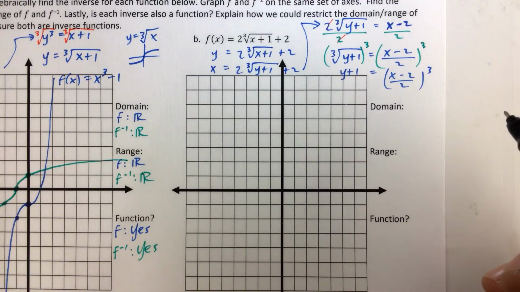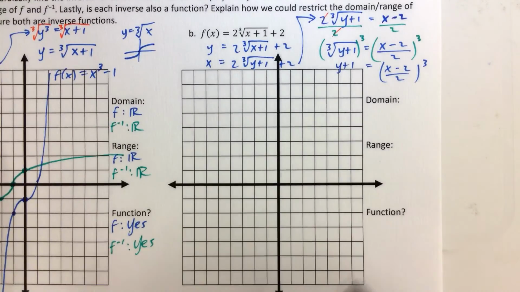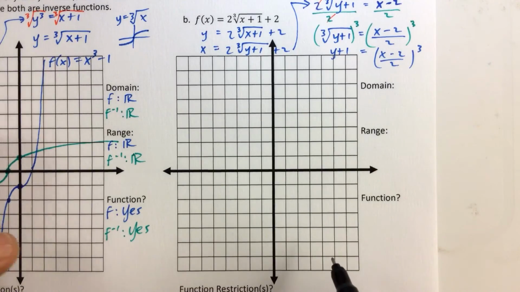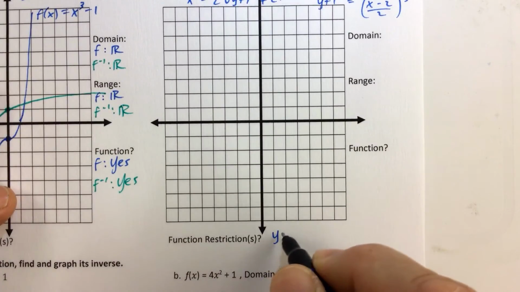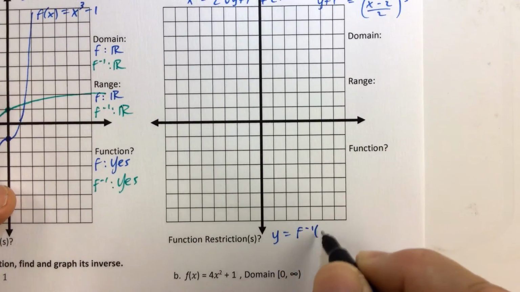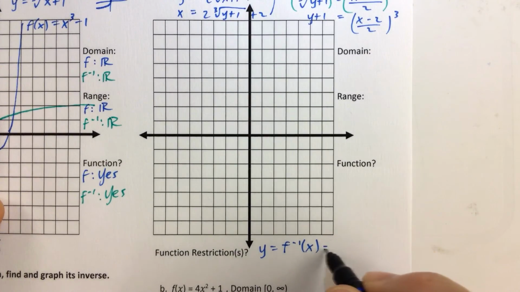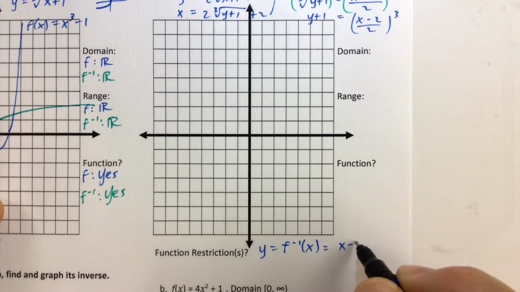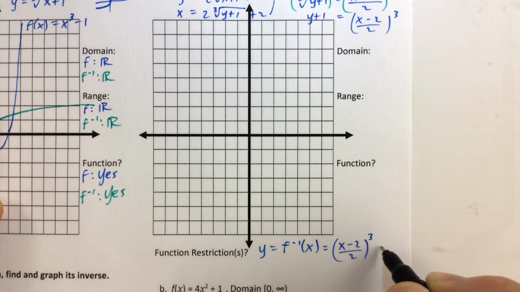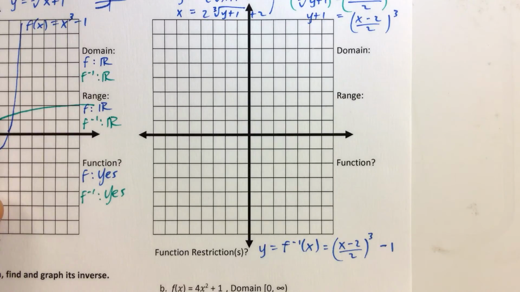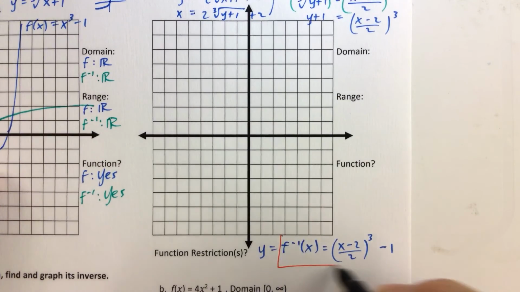And boy, we're really running out of room here. My apologies. Since we don't have any restrictions on these, let's continue this down here. So y equals f inverse of x. We're going to subtract 1 from both sides, equals x minus 2 over 2 cubed, and then minus 1. So that's our inverse function.